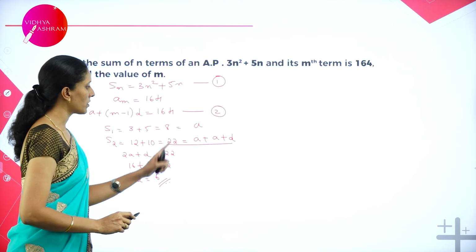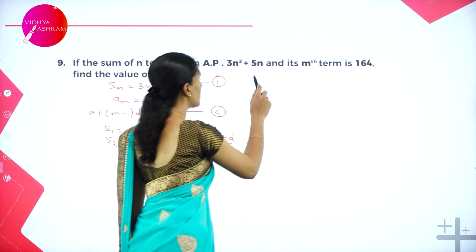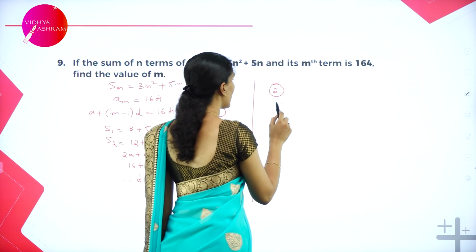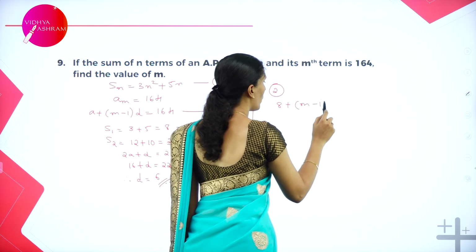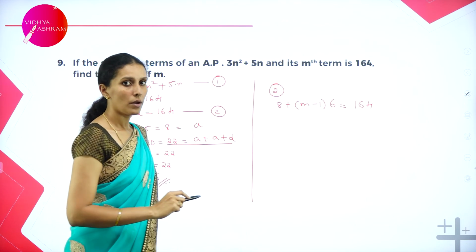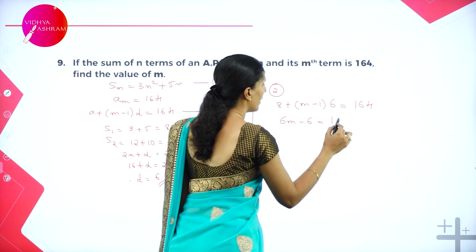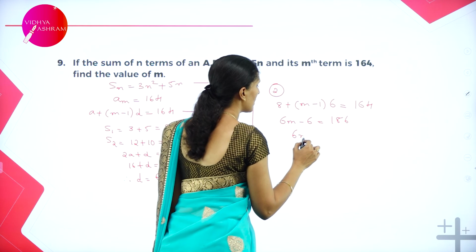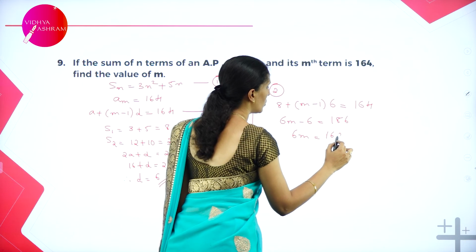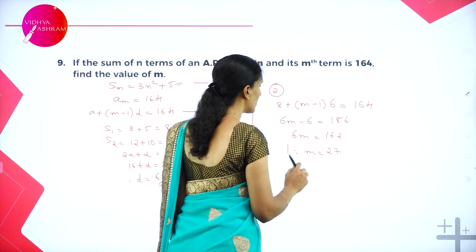Now we got d is equal to 6, a is equal to 8. Now substituting these values in equation 2, we have a, that is 8, plus m minus 1 into 6 is equal to 164. So 164 minus 8, that is 6m minus 6, equals 156. So 6m is equal to 156 plus 6, which becomes 162. Therefore m is equal to 27. So this is the value of m.